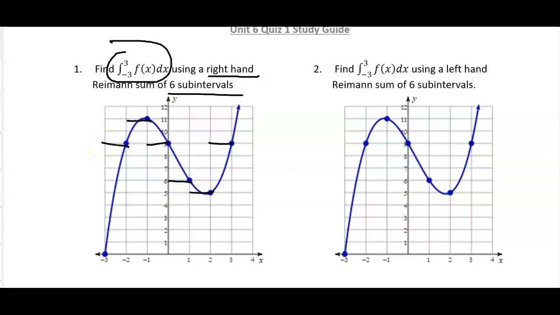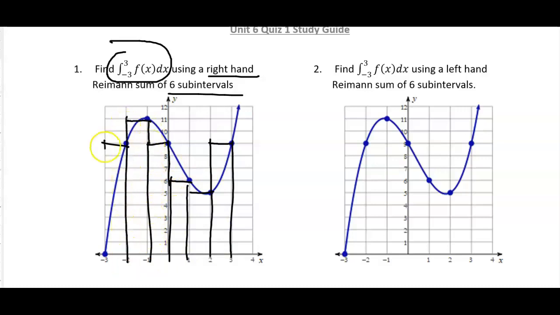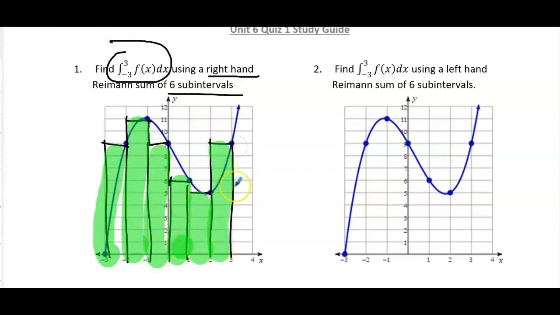After that, we're going to drop a line straight down to the x-axis. In the process, we're going to be creating some rectangles here. And all this is meant to estimate the area under the curve. We've got various rectangles that we want to find the area of, and that should give me a rough estimate of the area under the curve.